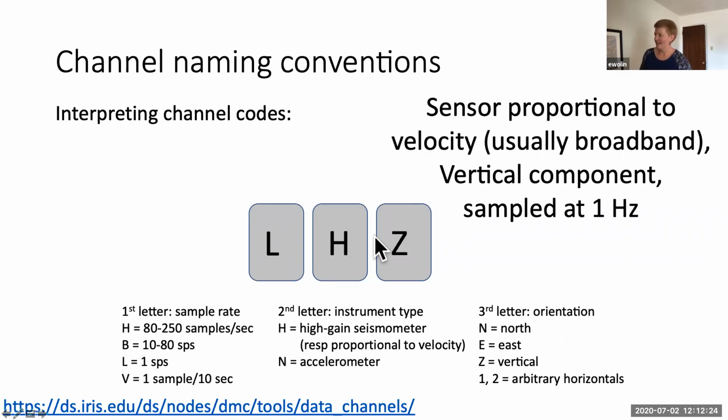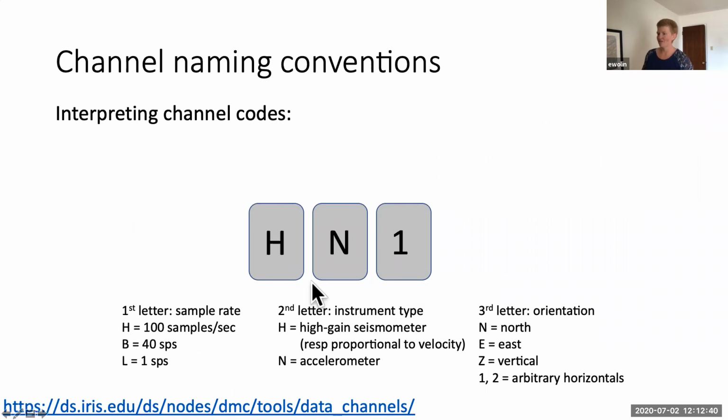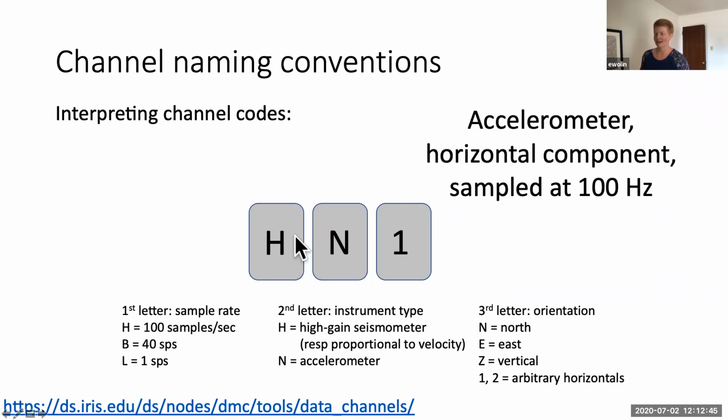So if you see an LHZ code, you think, okay, this is a sensor, probably a broadband sensor, maybe a geophone, but proportional to velocity, right? It's not an accelerometer. It's the vertical component, and it's sampled at 1 sample per second. A different example, if you see an HN1 channel, that tells you it's sampled at a high sample rate. It's an accelerometer, and this is one of the horizontal components.